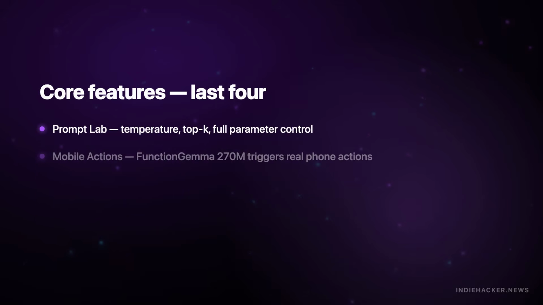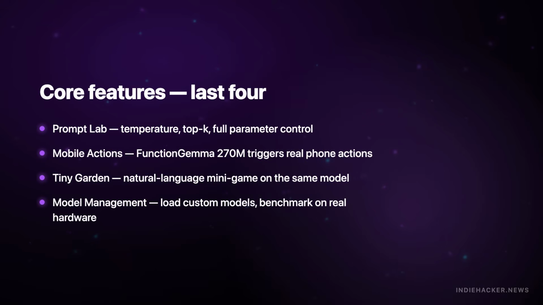Now the other 4 features. Number 5 is Prompt Lab, which is basically a sandbox for messing with temperature and top-k settings, the kind of stuff you'd normally only touch from a Python notebook. Number 6 is the one that actually impressed me the most. They shipped a fine-tuned version of FunctionGemma at 270 million parameters that can actually trigger phone actions, things like opening apps, sending messages, creating calendar events, all from natural language input. It's the closest thing to a real local AI assistant I've seen ship on Android.